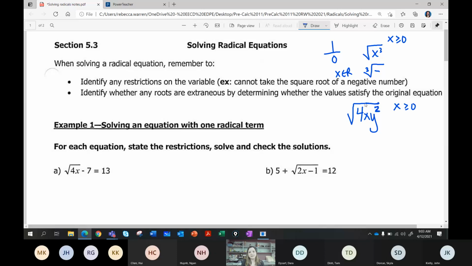Like this, only x needs a restriction. Y does not need one, because you are going to plug a negative in, it's going to be put to the power of 2 and become positive. So it does not need a restriction.